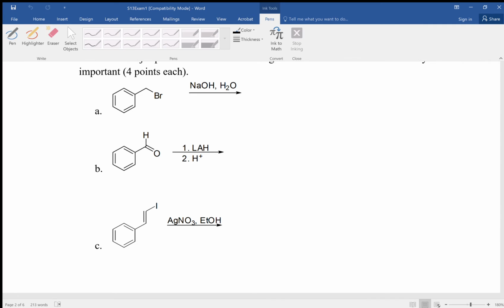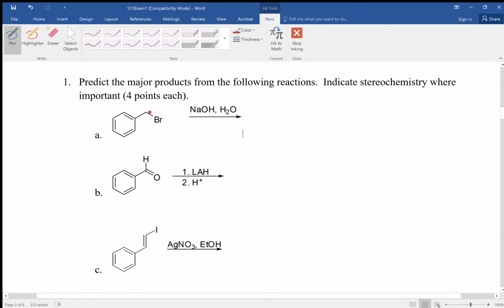So in this exam, we begin with a series of questions, as we often do, where we're trying to predict the products for a series of given organic reactions. And as we've said previously, one of the most important things to getting these questions right is being able to look at the reagents and know what those reagents do. And in part A, we immediately start with an example like that.